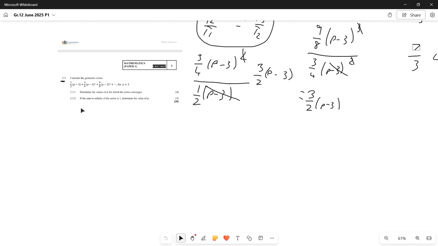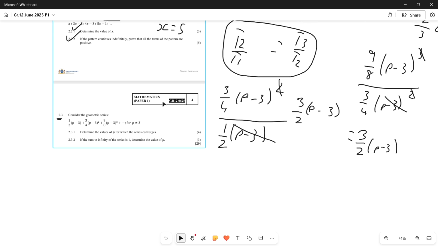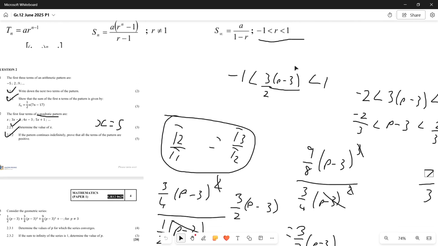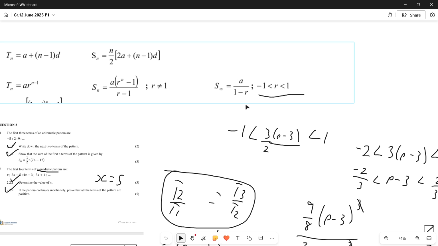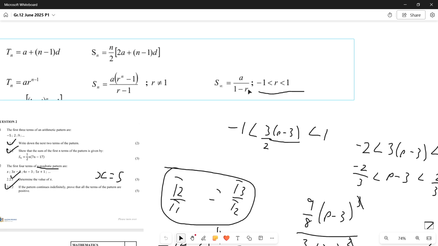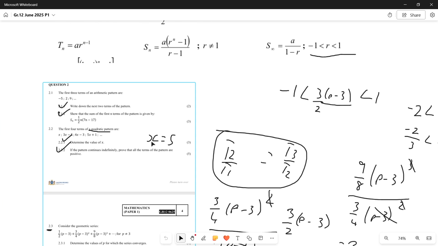So then 2.3.2, it's saying if the sum to infinity of the series is 1, determine the value of p. So that's 3 marks. The sum to infinity of the series is 1, so they're giving us the actual value of this sum to infinity. So what we need to do is plug p into this formula to then solve for it, because we have the ratio, which we solved for in terms of p, and we have the a value, which is given to us in terms of p. So I'm going to rewrite this formula down below, and then we can solve it.